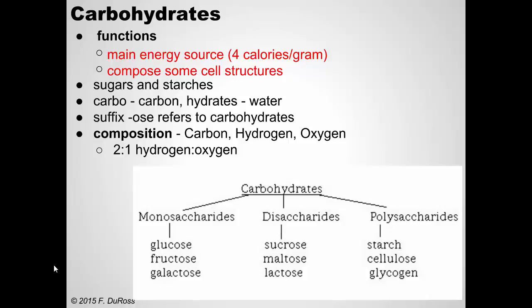We generally recognize compounds to be sugars by their name, with the OSE ending. Think glucose, sucrose, maltose, lactose, cellulose. All of these are sugars. There's some exceptions, but that OSE suffix generally indicates that we're referring to a carbohydrate.